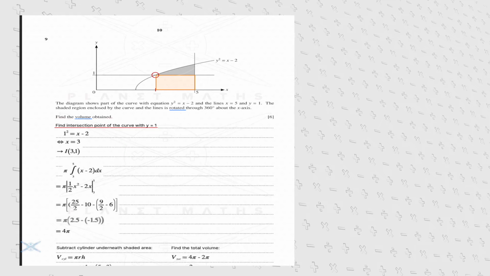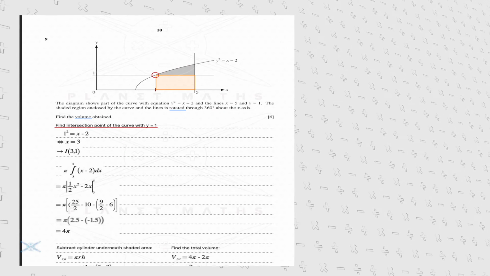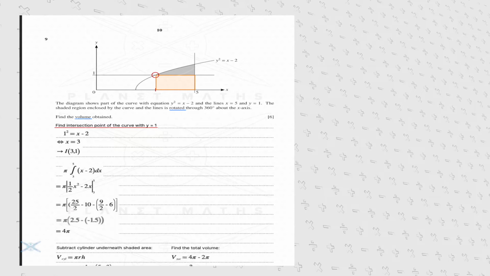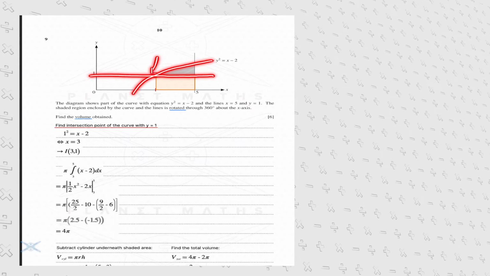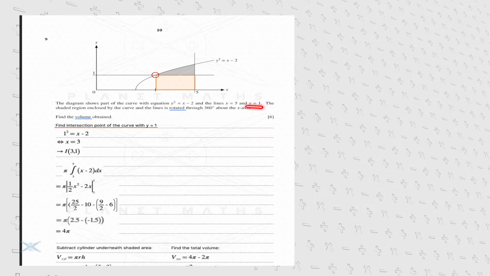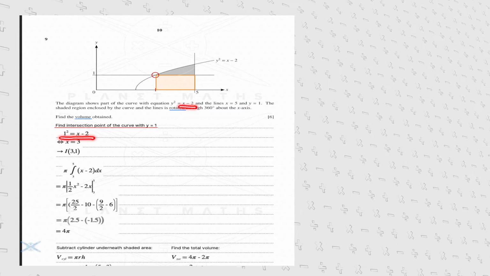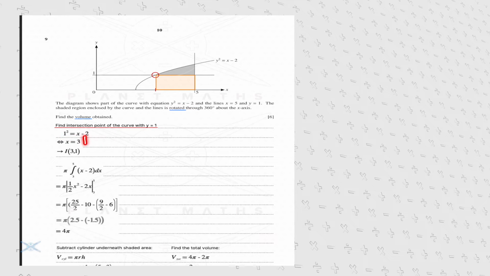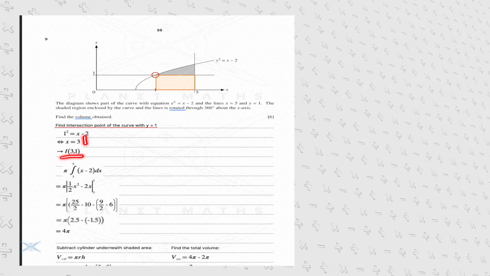In order to discover the lower boundary of the rotational volume of this shape, we will investigate the intersection point of the line y equals 1 with that of the curve. This is done through equating both statements. We already know, since y equals 1, that we can replace 1 for y, therefore 1 squared equals x minus 2, and rearranging for x provides us with the x coordinate of the intersection point, which is 3.